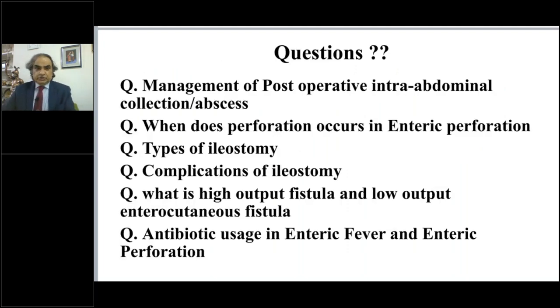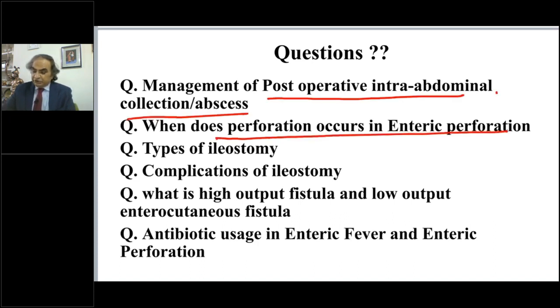We'll just run through all the questions that I asked and the questions that can be asked in your exam. So just pay attention right now. You all answered very well. You'll be asked about these other questions, which I'm repeating here. Management of post-operative intra-abdominal collection or abscess, you should know. When does perforation occur in enteric perforation? Usually the third week.